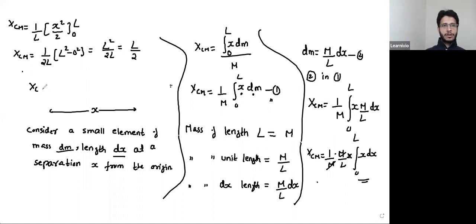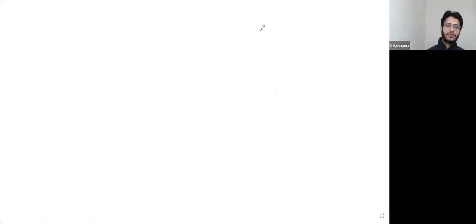So the x coordinate of center of mass is L by 2. L by 2 means center of mass lies exactly at the center of the rod. So not just rod, the center of mass of the rod is lying at the geometrical center of the rod. Not just rod, if you calculate the center of mass of any symmetrical figure, like a square, it will lie at the center of the square. If you calculate the center of mass of a sphere, it will lie at the center of the sphere.